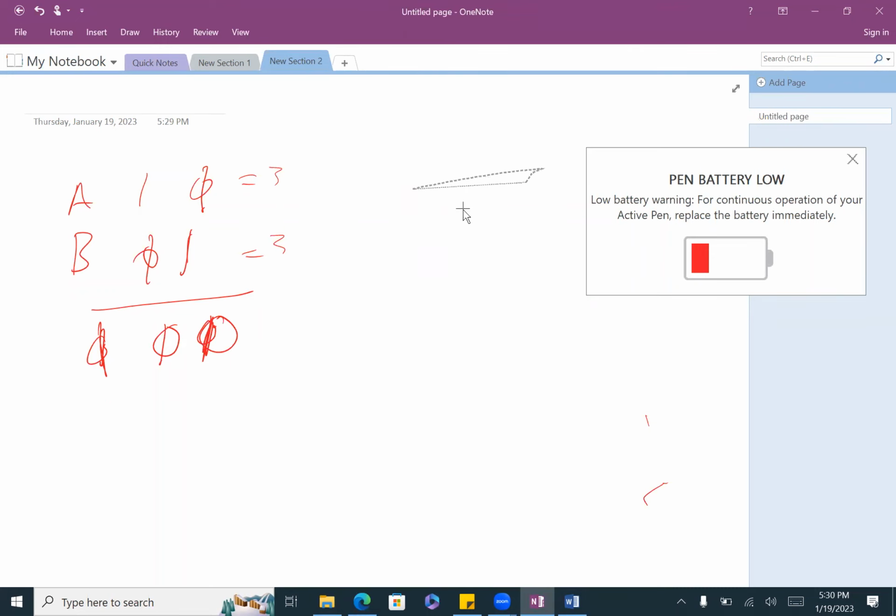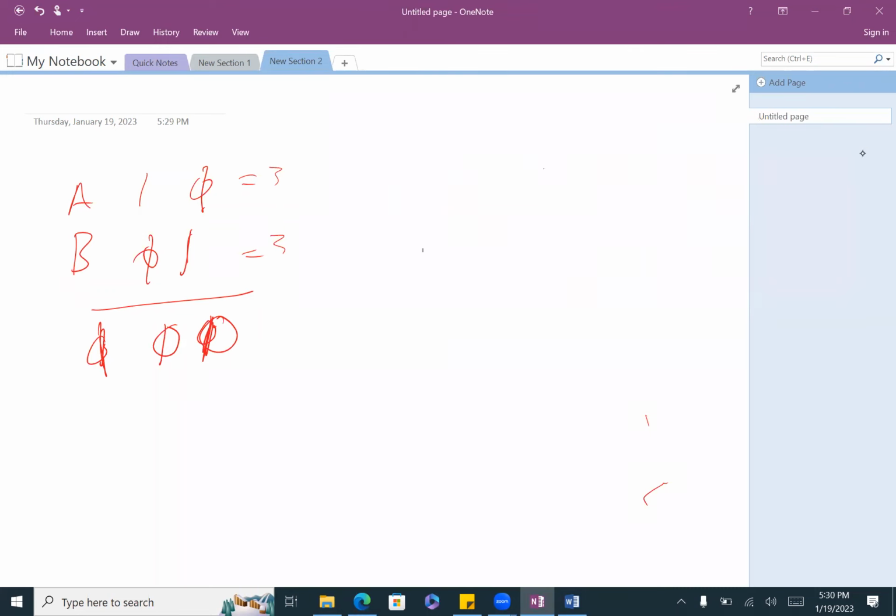Don't tell me it's low on battery, this one.